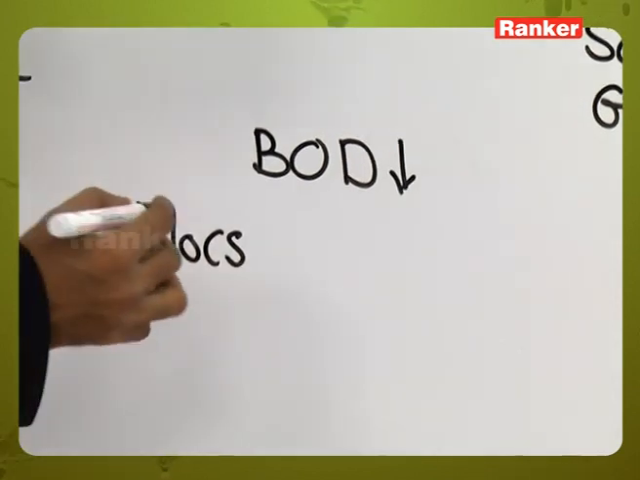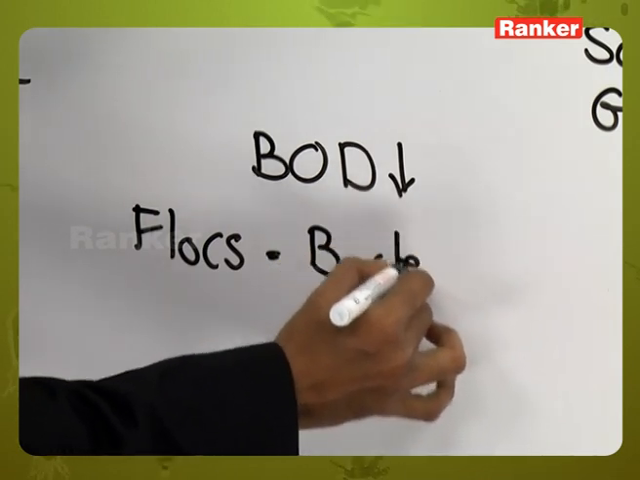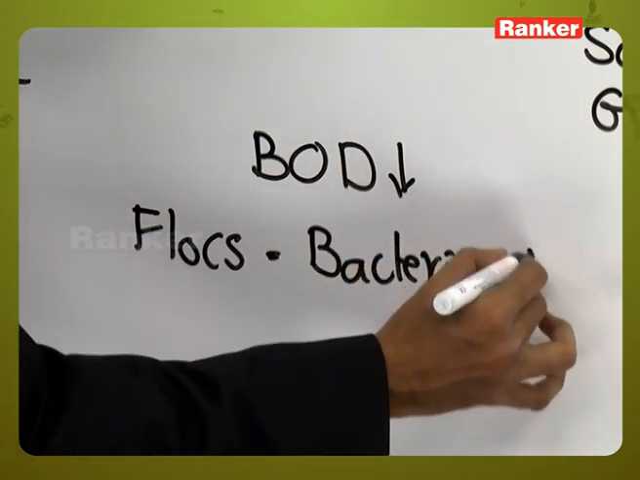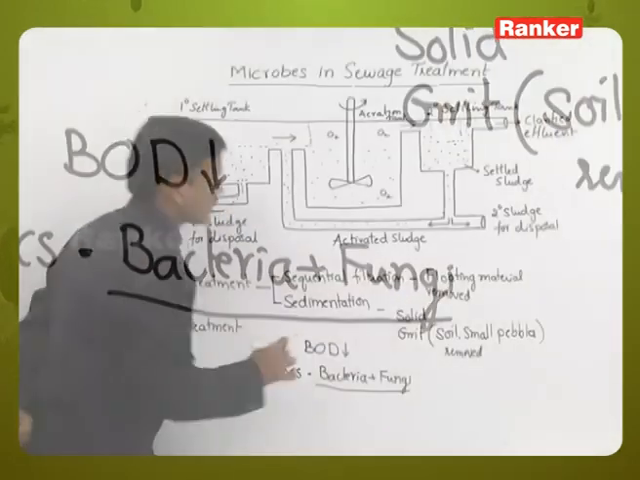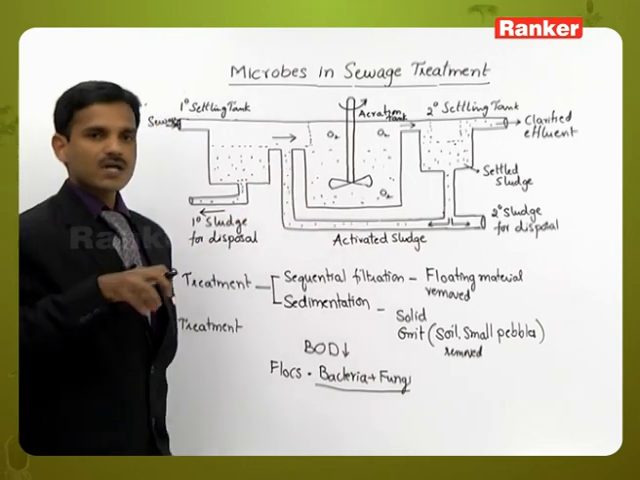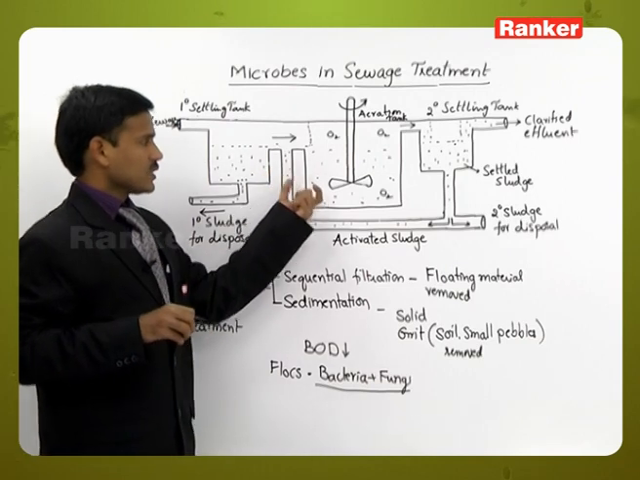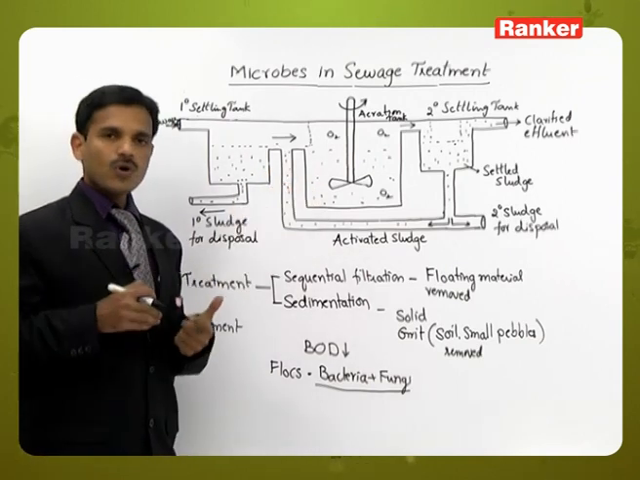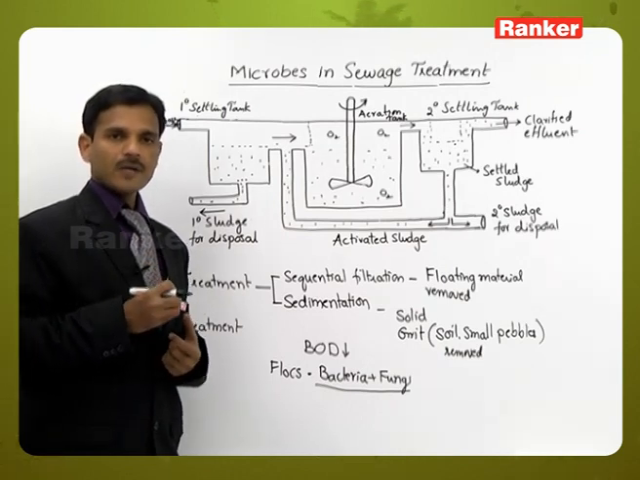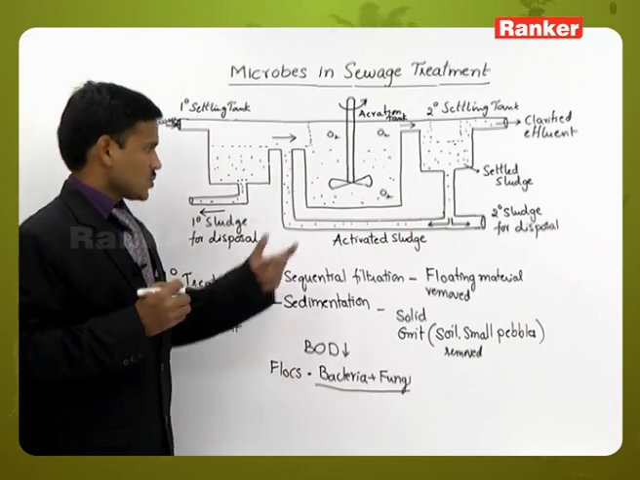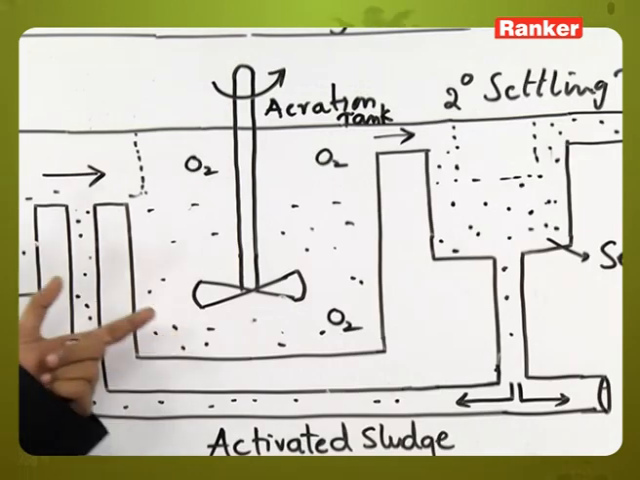After bacterial growth, flocs are formed. Flocs are nothing but bacteria and fungi. In the presence of oxygen, the aerobic bacteria are growing, and the number of bacteria is growing in this aeration tank. So if more bacteria are present, the organic material is oxidized easily and rapidly.